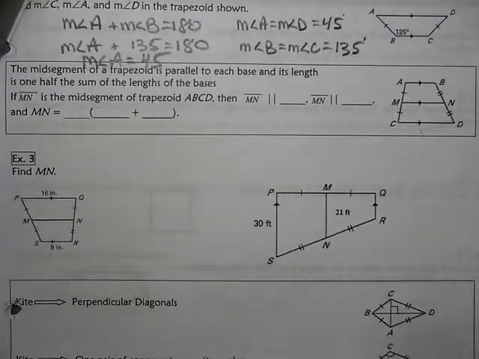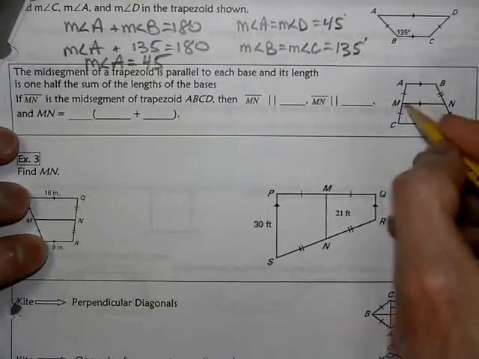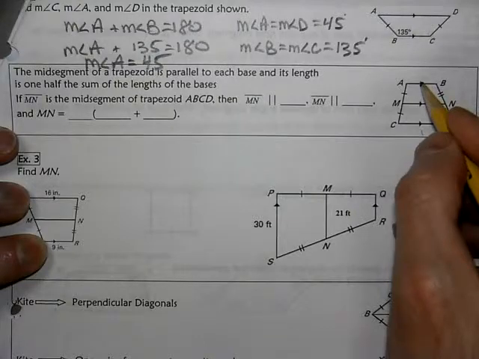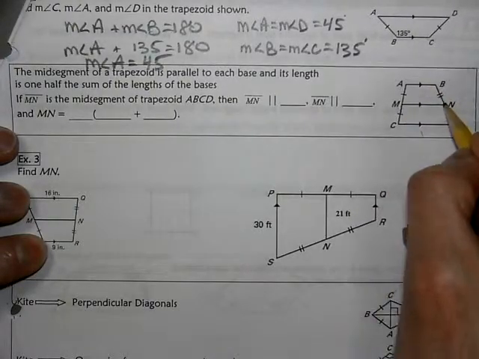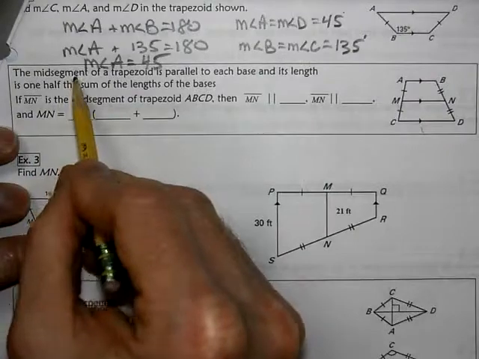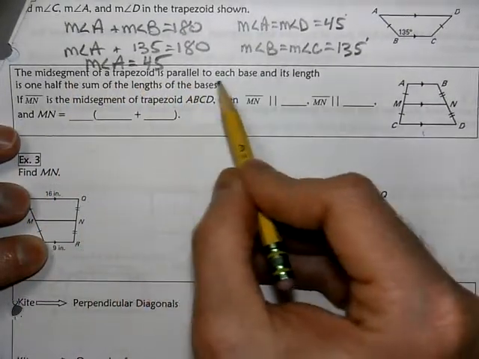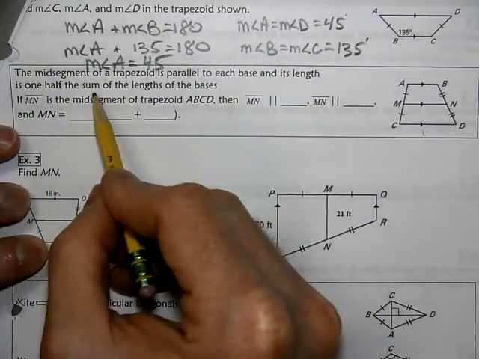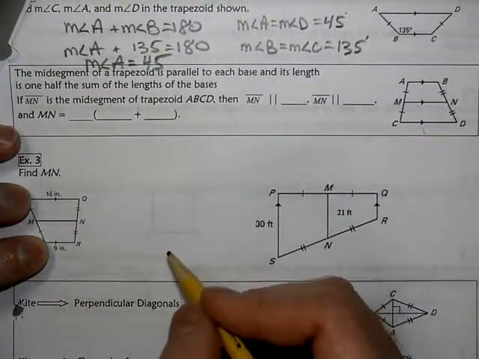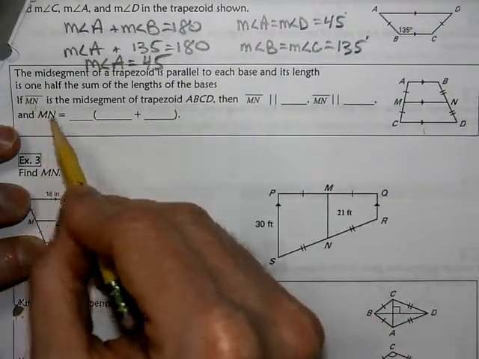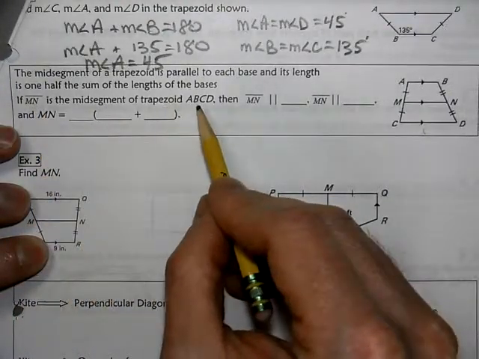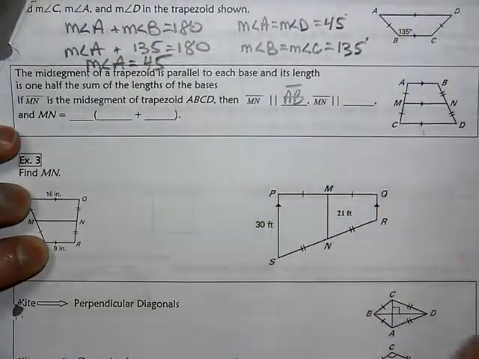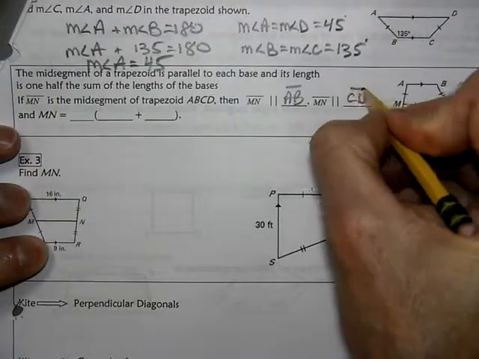I've talked some about a mid-segment already. The mid-segment is the segment that goes across in a trapezoid from the midpoint to the midpoint. The mid-segment of a trapezoid is parallel to each base, and its length is 1/2 the sum of the lengths of the bases. So if MN is a mid-segment of our trapezoid, then MN has to be parallel to AB, and it also has to be parallel to CD.